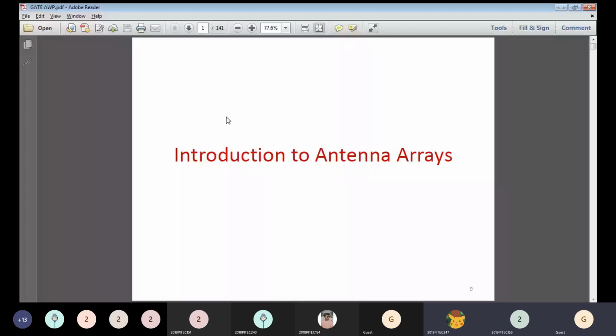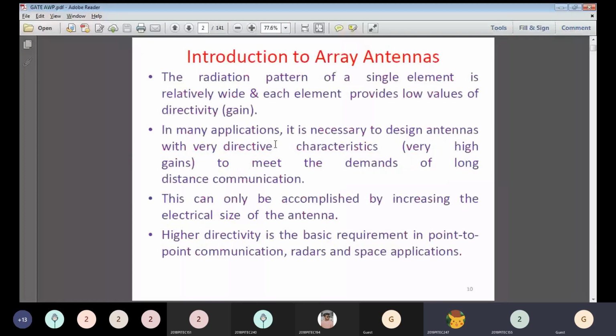Okay, with this basic information we'll move to the next topic we are going to take today. The topic is antenna arrays. Next we are going to see the antenna array concept. So what do you mean by antenna array? Yes, what is an antenna array? Do you have any idea about antenna arrays?